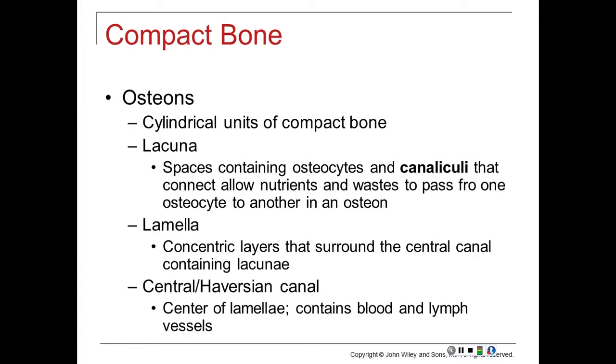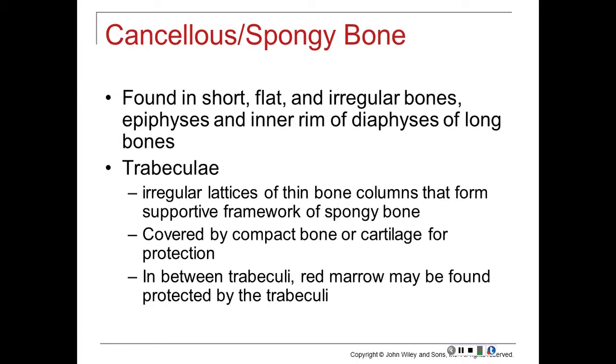The lamellae are the concentric tree trunk layers that extend out from that central canal. And the central canal, or Haversian canal, is the very center of our osteon that contains the blood vessels and lymph vessels, to help provide nutrients and get rid of waste for the entire osteon structure.